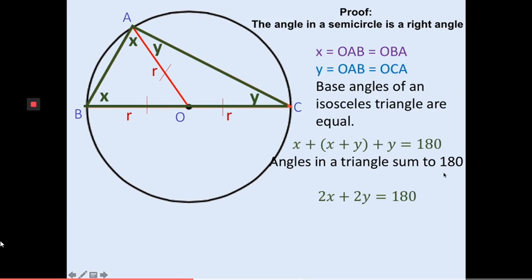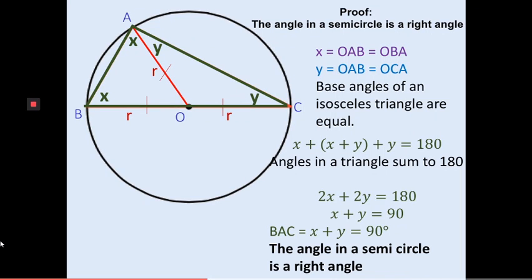And then I can go through and actually simplify this. It becomes 2x plus 2y is 180. Divide both sides by 2. And we've proved it. We've proved that x plus y in this diagram, i.e. angle BAC, is 90 degrees. Whatever angle x is, whatever angle y is, it will always be that BAC is 90 degrees. So we've proved the angle in a semicircle is a right angle. So just remember in the exam to make sure you put down a reason with each line of your proof.